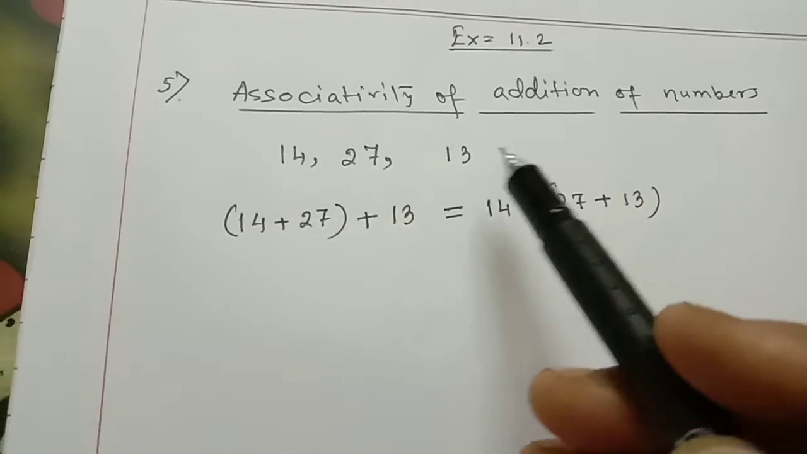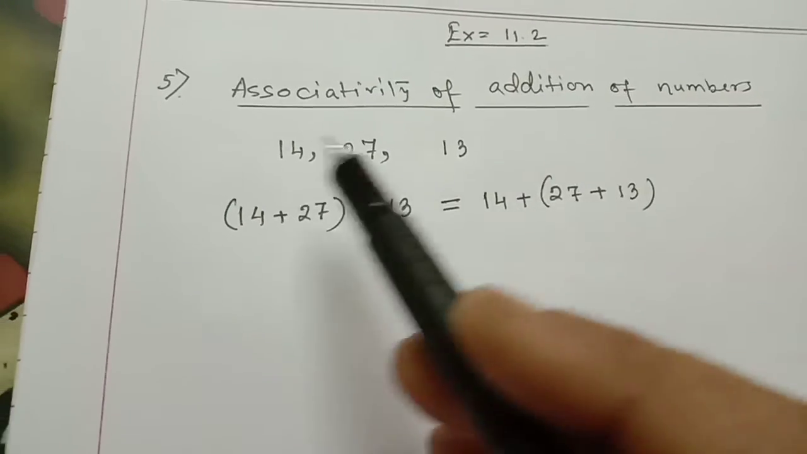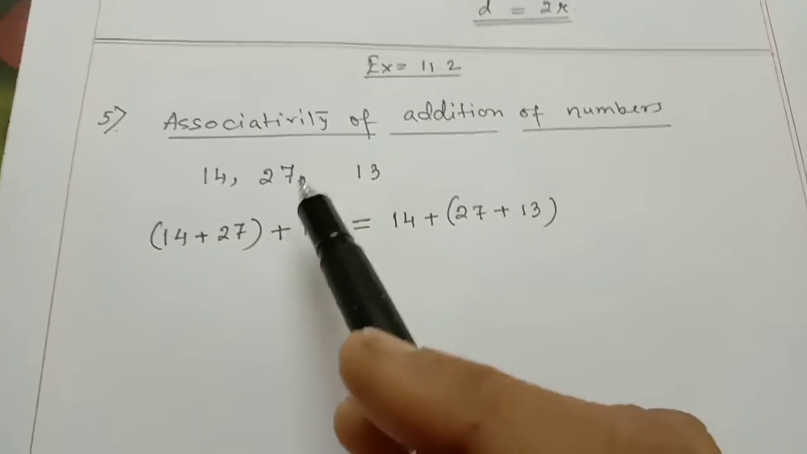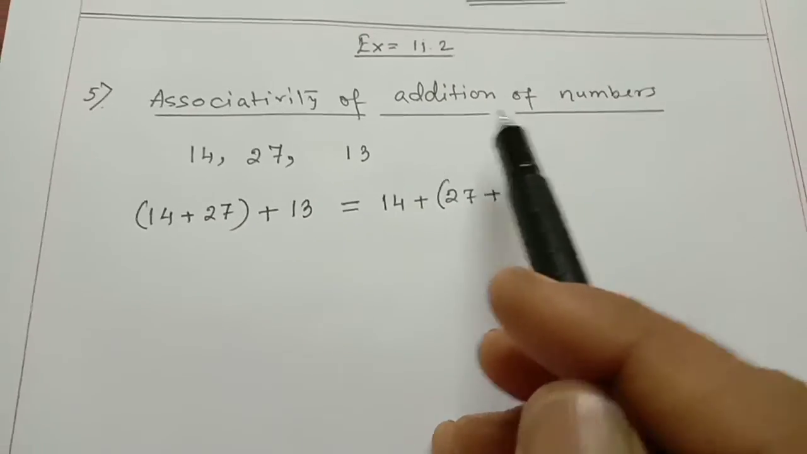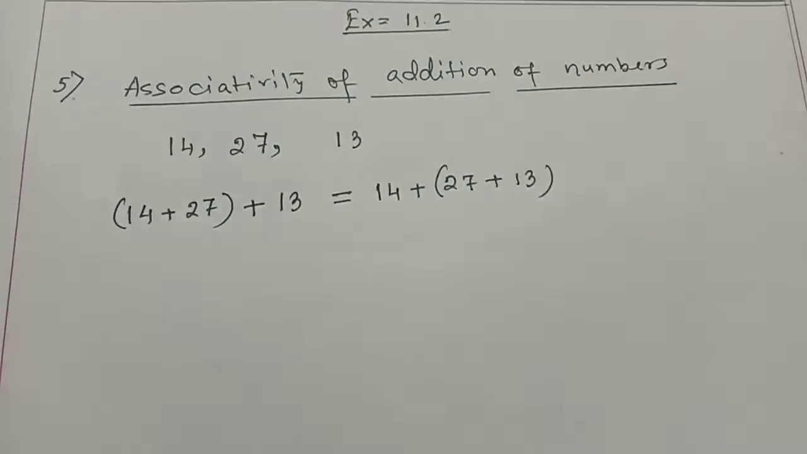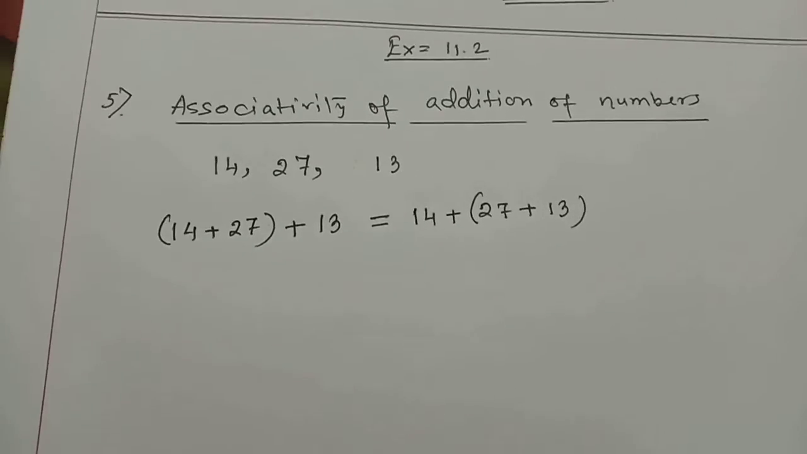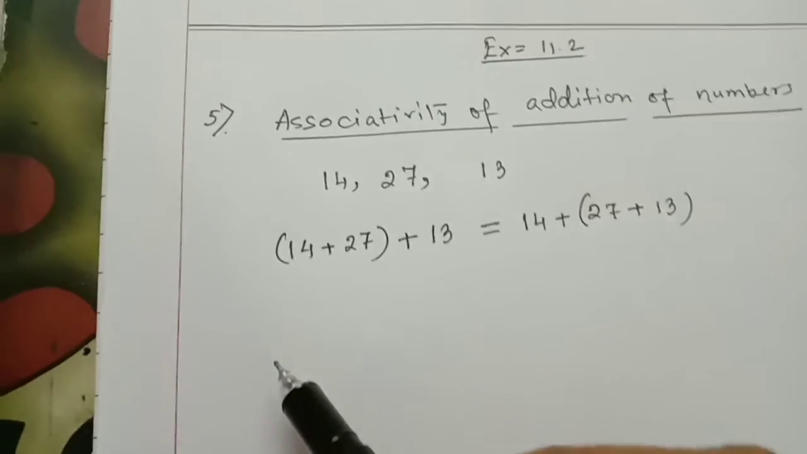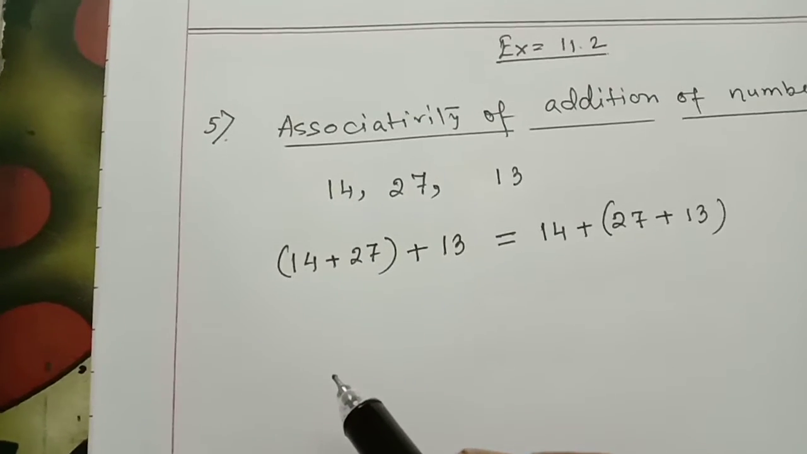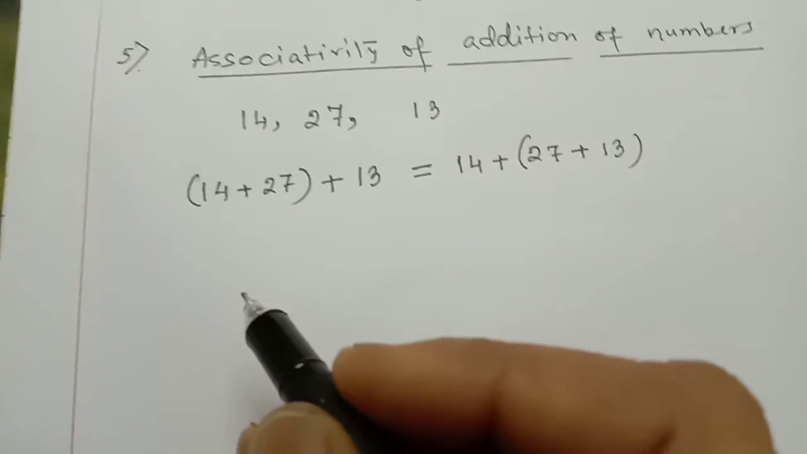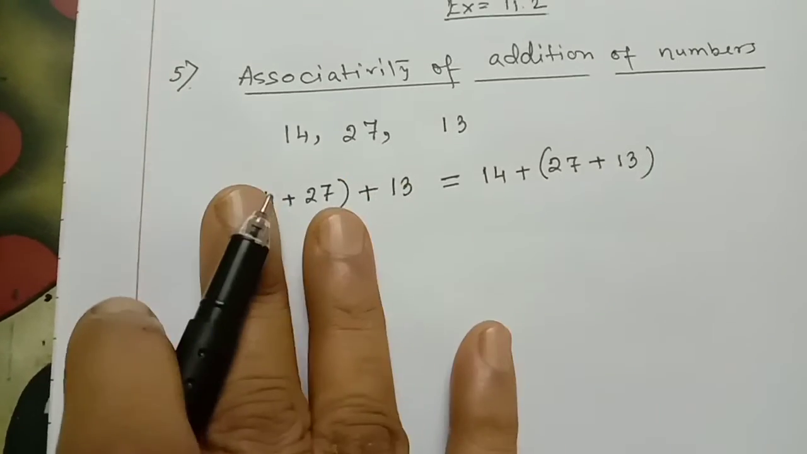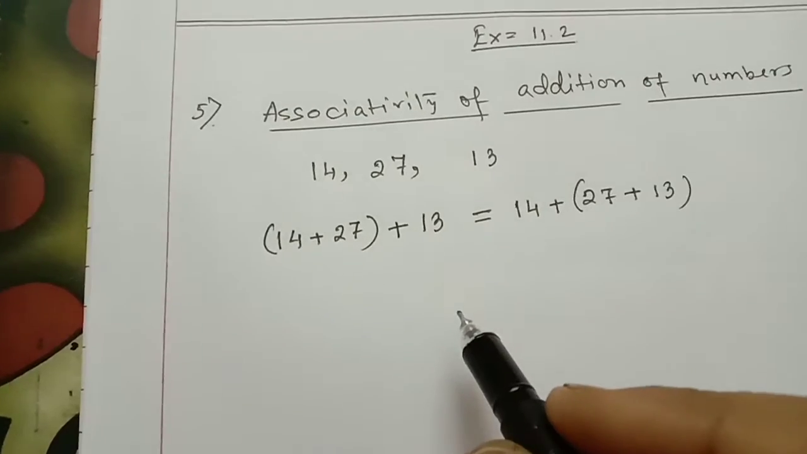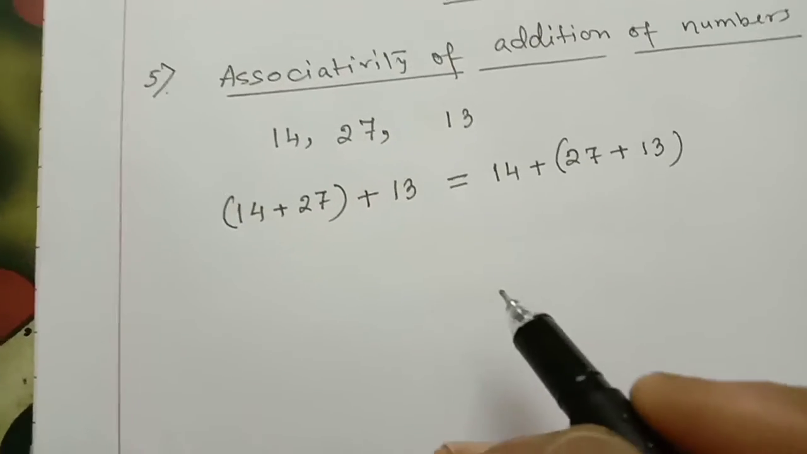It will happen for any three numbers. You can take 100, 200, 300, any three numbers, and you can show this associative property of addition. You have learned this in the whole numbers chapter also. But in this algebraic exercise 11.2, we have to use this associative property by using variables. Express this property we have already studied by using the variables a, b and c.